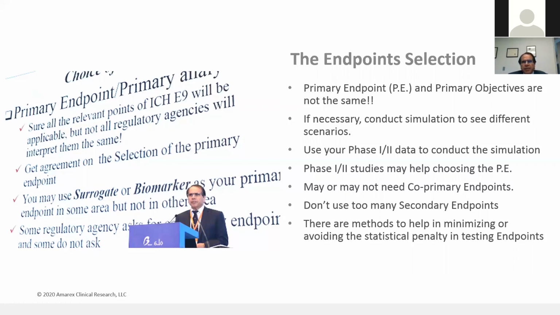is really related to the primary objective of the trial, but they are not the same. The primary endpoint is the way that you are measuring the success or failure of the trial. Primary endpoint is the one that you calculate the sample size, the power, and things of that nature.